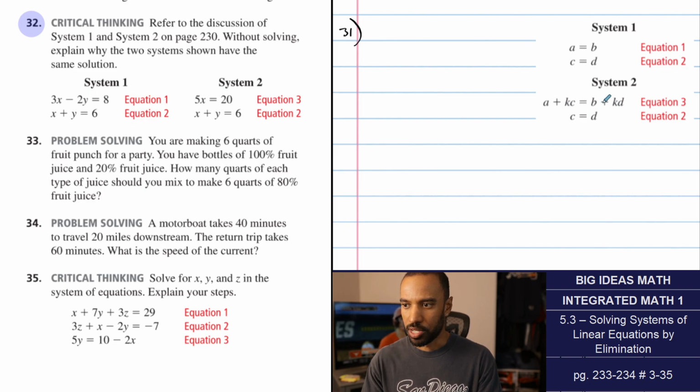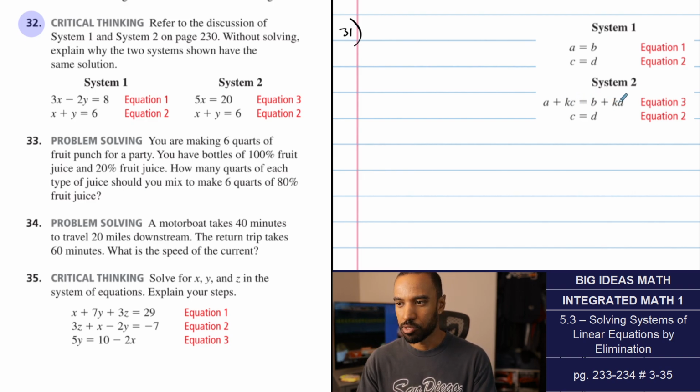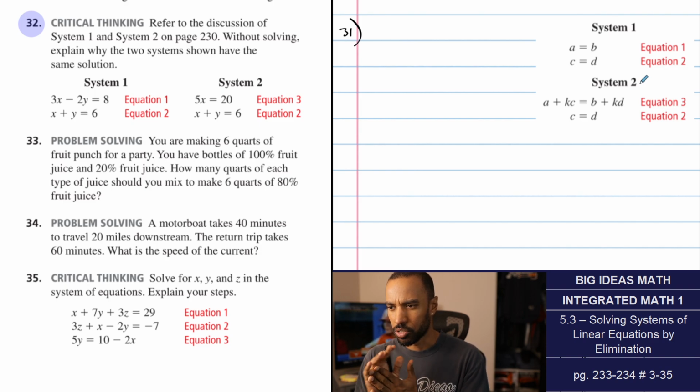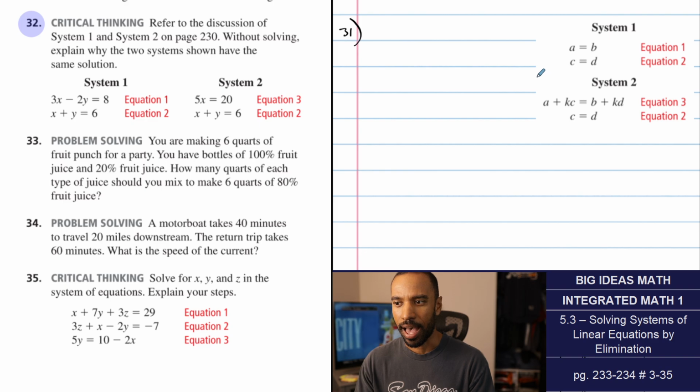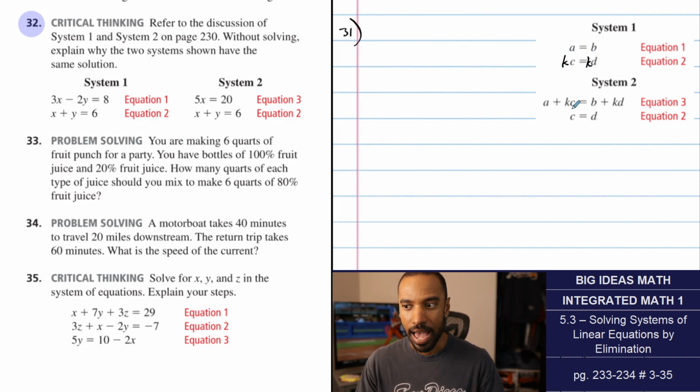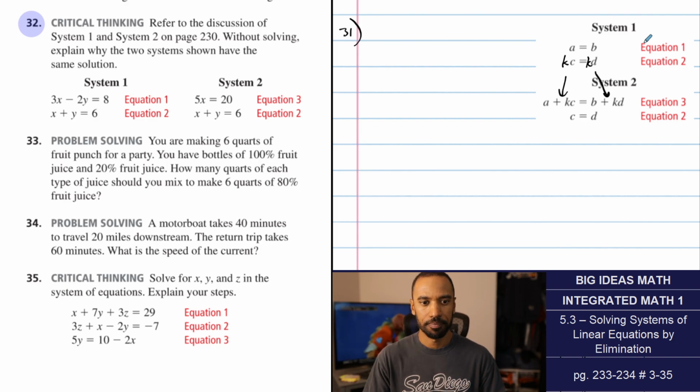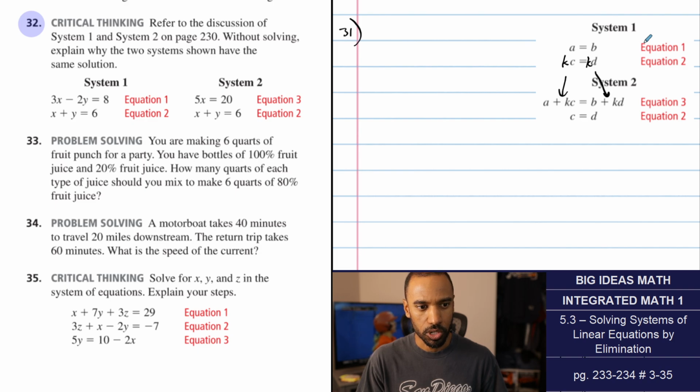A equals B, C equals D. If I add K times C and K times D to both sides, then those are equivalent because C equals D. Yeah, you know, this kind of flies into what I was talking about by why elimination method works the way that it does. First of all, they multiplied both sides by K right here because you can do anything to both sides of the equation. And you can add this to this side of the equation and add this to this side of the equation because they equal each other. If K times C equals K times D, then I can add K times C with A, K times D with B. As long as A equals B, then adding those are good, right? So let's see what they're saying here. Without solving, explain why the two systems shown have the same solution.